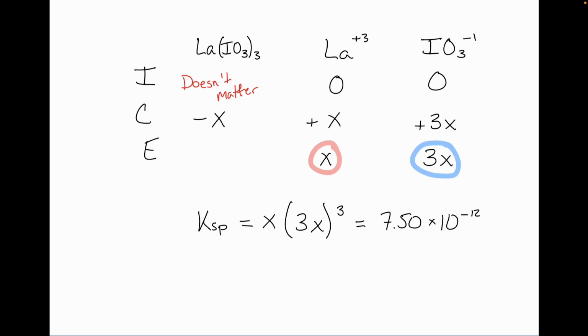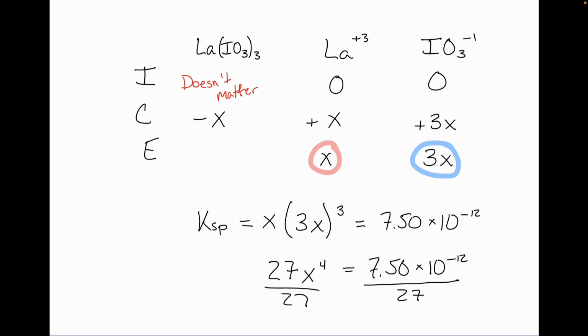Now I can just do some algebra. 3 cubed, 3 times 3 times 3, is 27. X cubed times x is x to the 4th. So 27x to the 4th equals 7.50 times 10 to the negative 12. I'm going to rearrange by dividing both sides by 27. That cancels it out over here. So now I'm left with x to the 4th equals 7.5 times 10 to the negative 12 divided by 27. And I'm going to get rid of that by taking the 4th root. Again, we can do the same thing by raising it to the power of 1/4. That'll work in anybody's calculator.